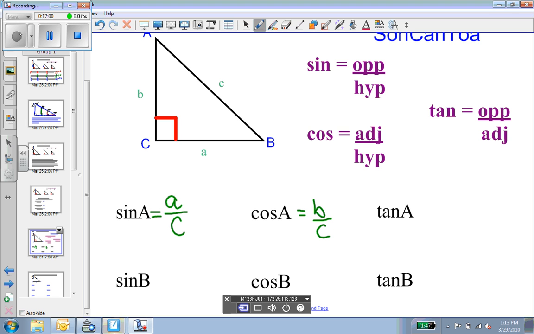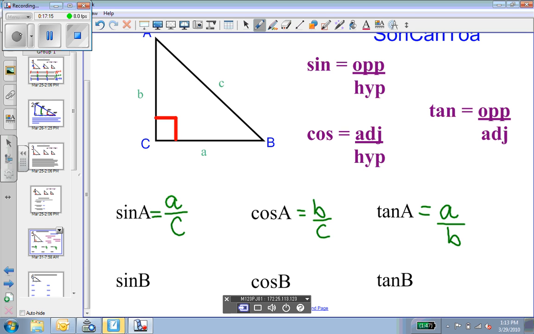And what about cosine of A? Excellent. B is always the side adjacent to A, so this will always be B over C, and C is always your hypotenuse. Tangent of A: A over B. A is always opposite A, and B is always adjacent to A.